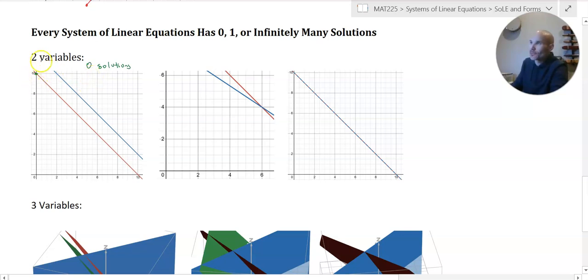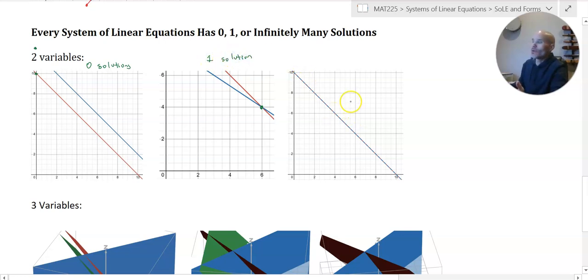This one has a vertical intercept of 10. This one actually has a vertical intercept of up here somewhere, maybe about 20. So these lines will never touch, and therefore they have 0 solutions. Then there is the most common case that we've seen before, which is that we have 1 solution. That means there's 1 point that they share in common.